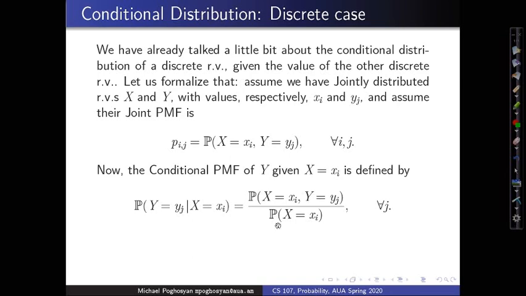This can be calculated by summing over all yj, sorry. So to calculate the probability that x is equal to xi, we need to sum these probabilities over all j. So sum out this y. Okay, I was denoting this as the distribution of y given that x is equal to xi.